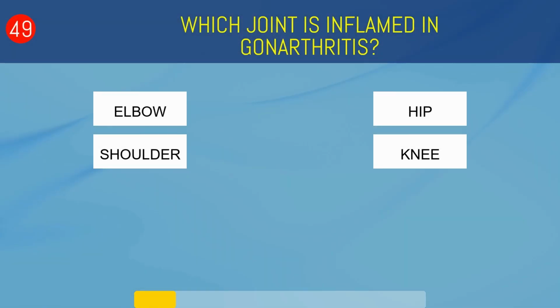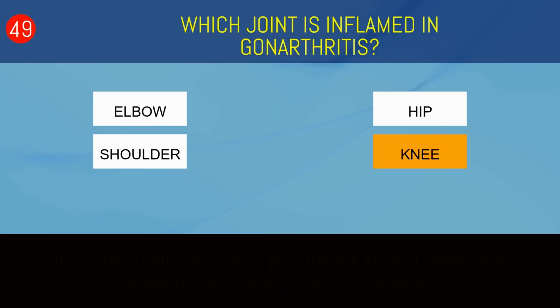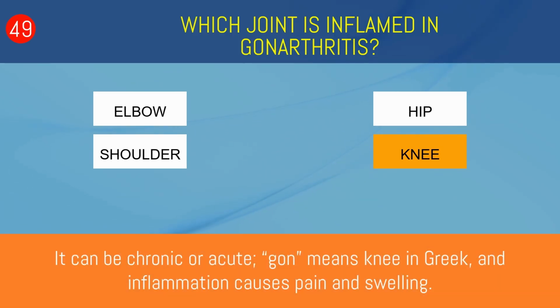Which joint is inflamed in gonarthritis? Elbow, shoulder, hip, or knee? Knee. It can be chronic or acute. Gon means knee in Greek, and inflammation causes pain and swelling.